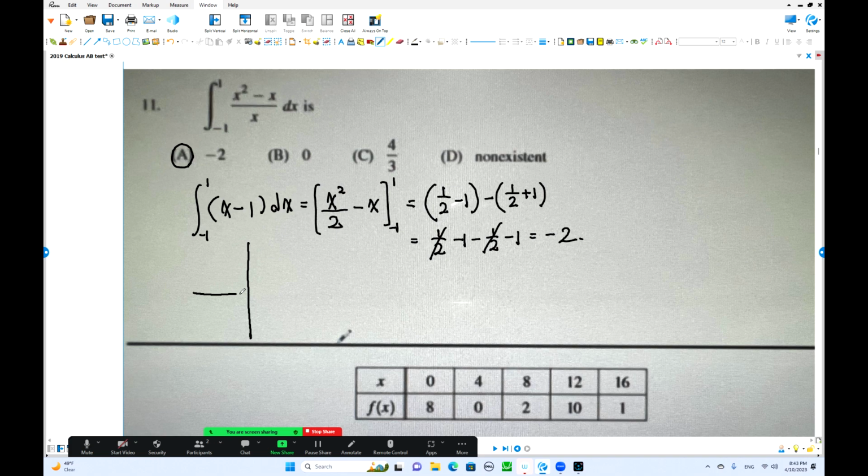Because the graph looks this way, and the x minus 1 graph looks this way. We take the integral from -1 to 1 over here. Okay, they're both what? Below the x-axis, okay?